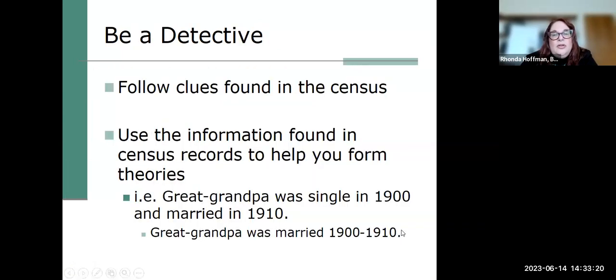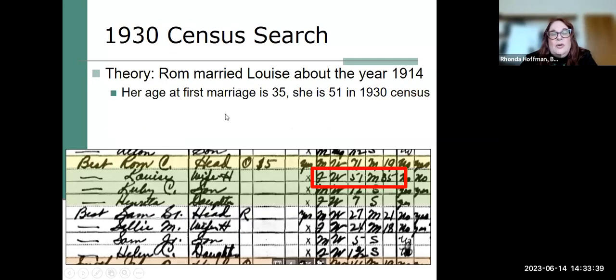And then you want to follow clues that you find in the census. So you can use the information found in the census records to help you form theories. So if your great-grandpa was single in 1900 and married in 1910, grandpa must have been married from 1900 to 1910. So a theory that we can make from this record is that Rom married Louise about the year 1914. Her age at first marriage, which is recorded in this census year, is 35, and she's 51 in the 1930 census. So they were married about the year 1914.